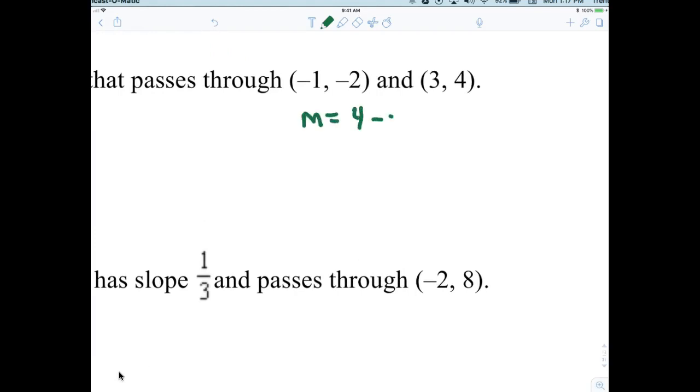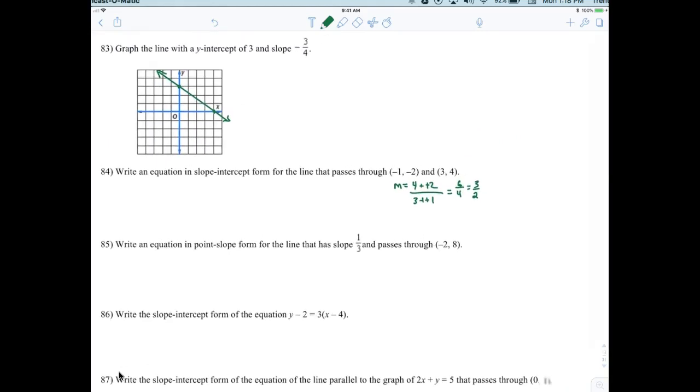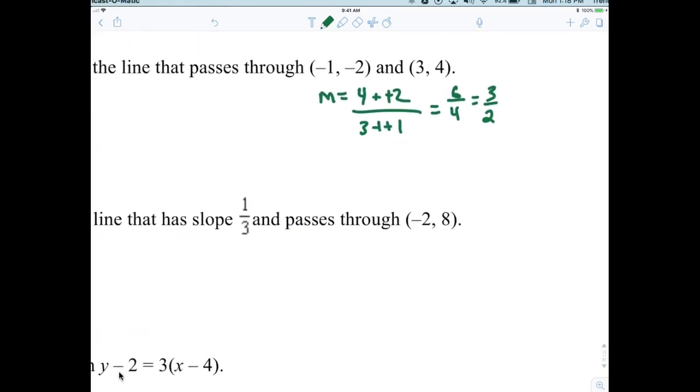m equals 4 minus negative 2 over 3 minus negative 1, which is the same as what? 4 plus 2 is 6 over 4 is 3 halves. Is that right? Somebody else get 3 halves? All right. Now, in my opinion, let's just review point-slope form. If they said point-slope form, we just pick a point. So it's going to be y minus y1 equals m times x minus x1. Does everybody remember that? And now I just plug the x1, y1 in, and I plug the m in.